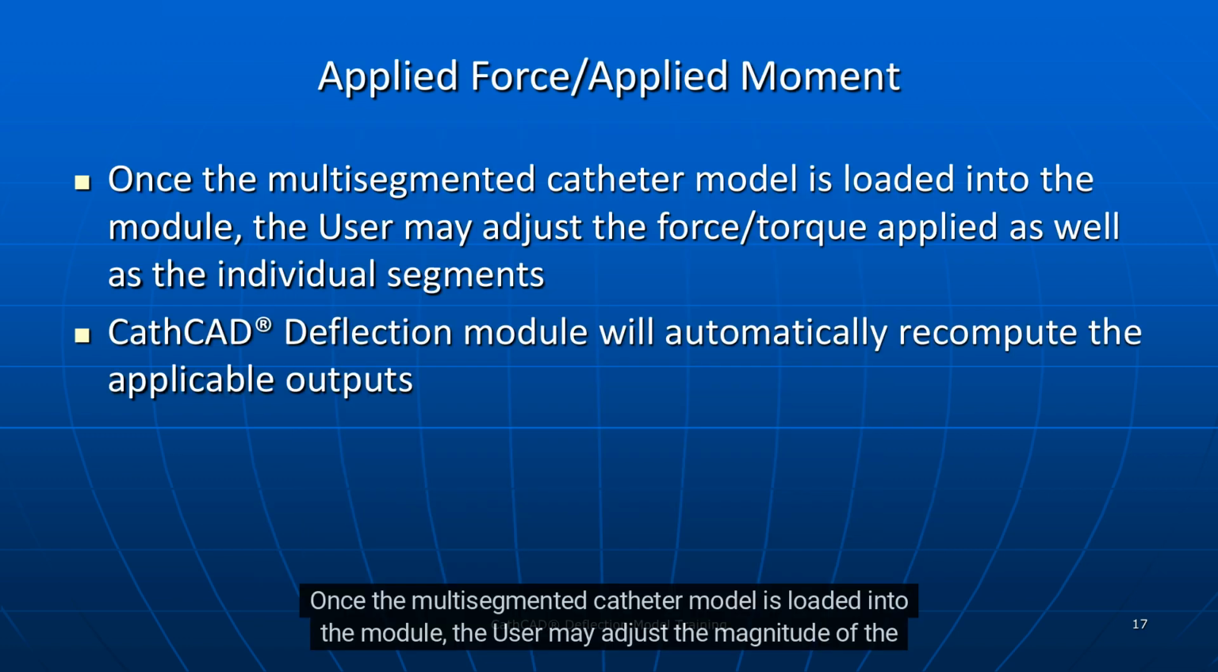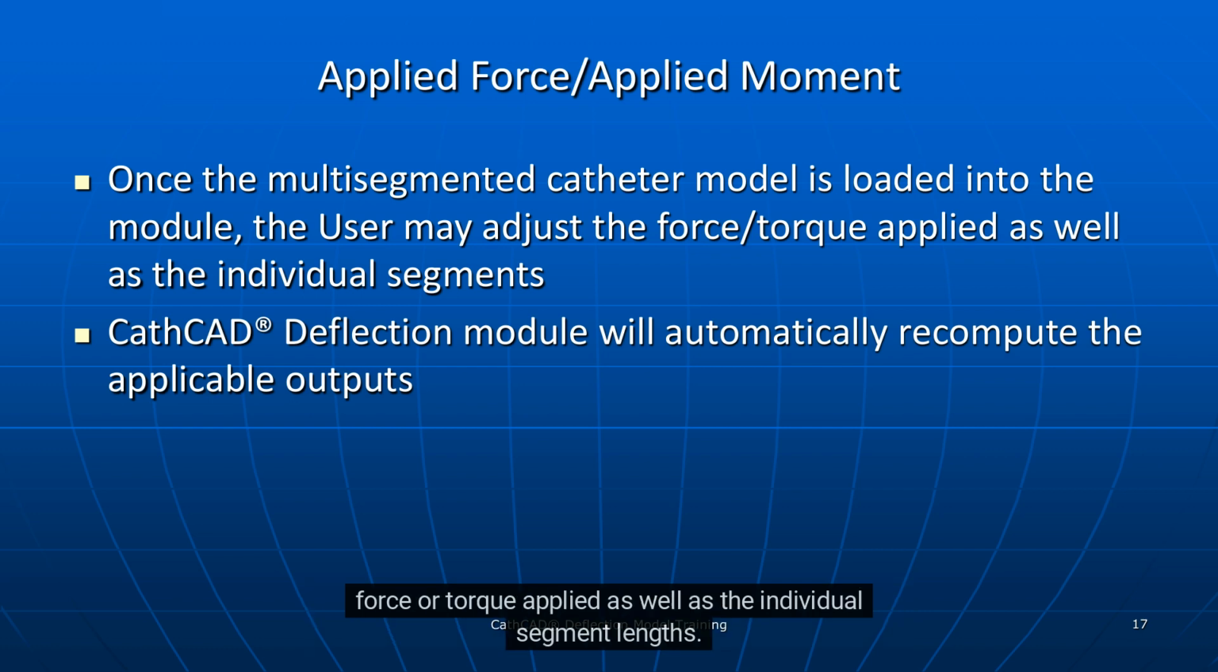Once the multi-segmented catheter model is loaded into the module, the user may adjust the magnitude of the force or torque applied, as well as the individual segment lengths. The CathCAD registered trademark deflection module will automatically recompute the applicable outputs. This allows the user to optimize the design, specifically the segment lengths.